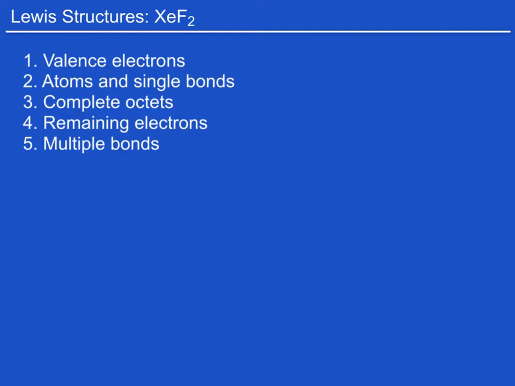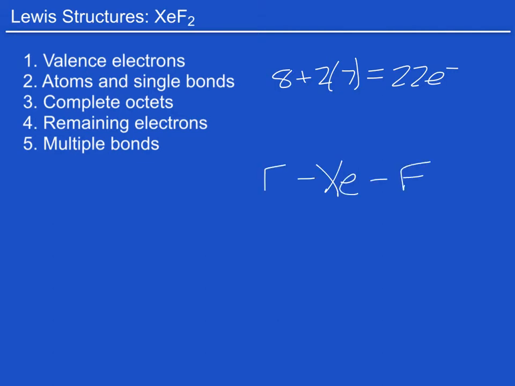So first thing we're going to do is figure out the number of valence electrons. Xenon has 8 as a noble gas. You have 2 fluorines, each of which has 7, so that's 14. So we have a total of 22 valence electrons available that we need to place. Next thing we're going to do is put the atoms in single bonds. So I'm going to call Xe my central atom. I'm going to put a fluorine and put a fluorine on the other side. Okay, so that's step 1, that's step 2.